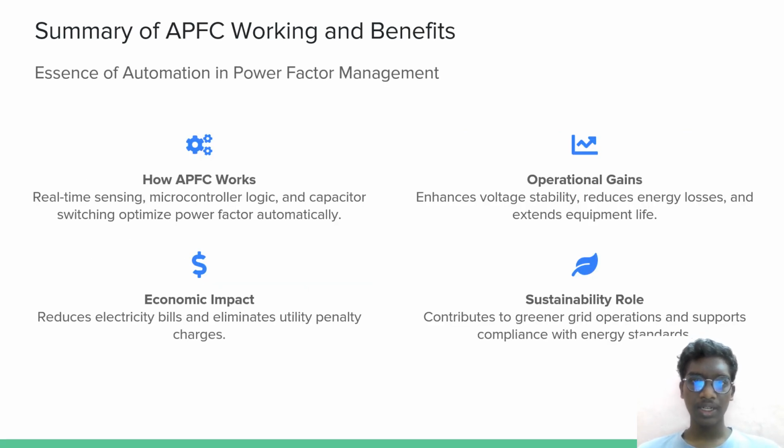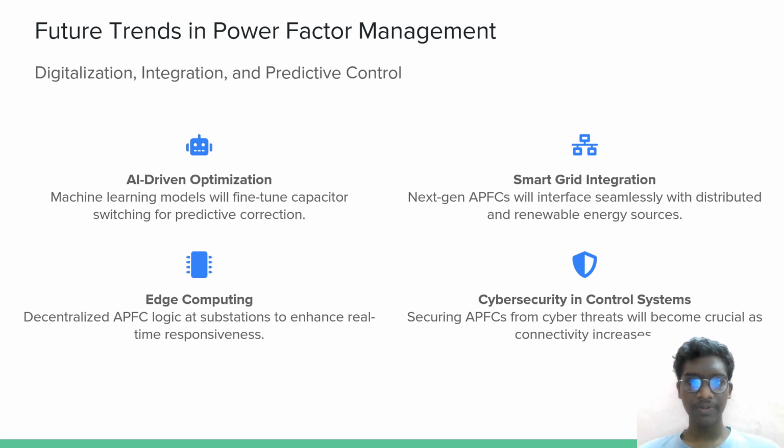Summary of APFC working and benefits. Real-time sensing, microcontroller logic and capacitor switching optimize power factor automatically, enhance voltage stability, reduce energy losses and extend equipment life, reduce electrical bills and eliminate utility penalties. Sustainable load contributes to greener grid operation and supports compliance with energy standards. Future trends in power factor management: AI-driven operation, smart grid integration, edge computing, cybersecurity of control systems.